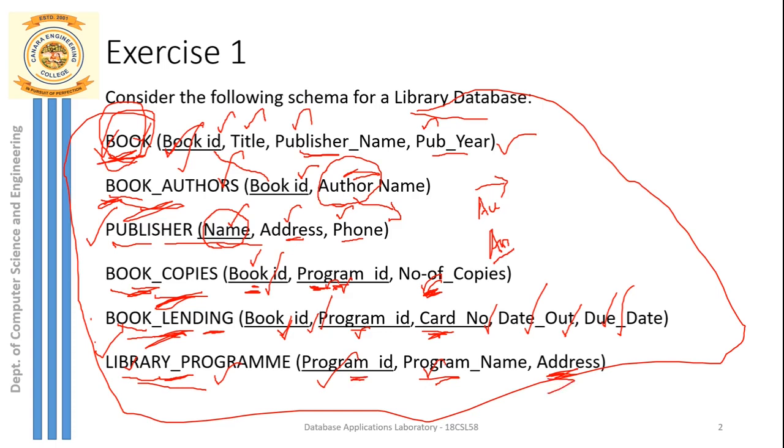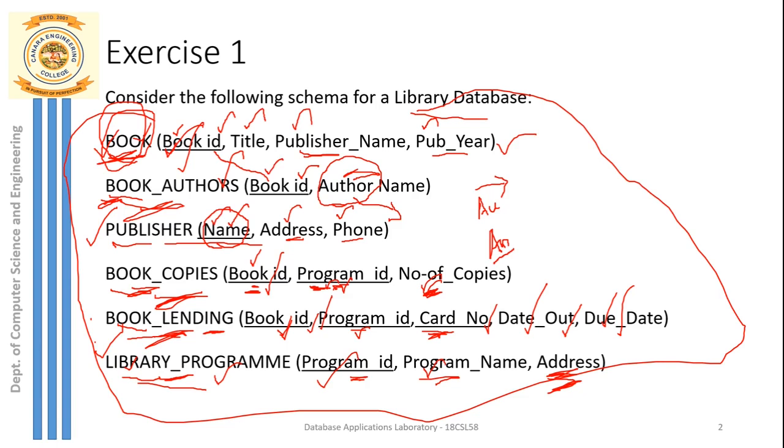So this indicates the information or the attributes of the library table, the library entity. So I hope the question is clear now. In the book table, you can see book ID is the primary key. In the book authors table, again book ID is the primary key. In the publisher table, publisher name is the primary key.